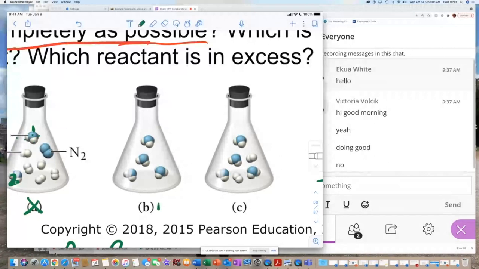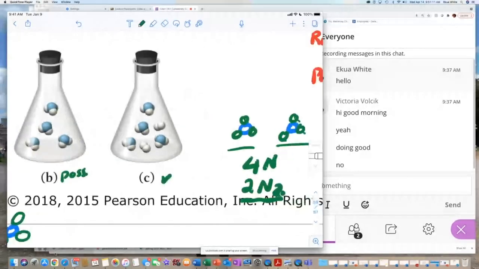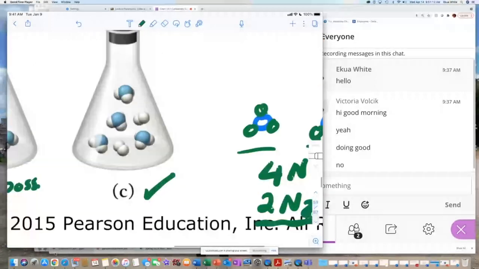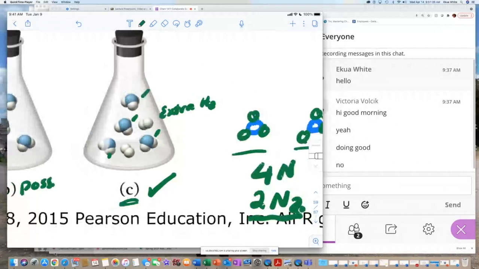So I would say this is a possibility. Move over here. This is much better. It shows me my products, my 4 NH3s right there, and it shows me my extra H2s used. So this shows me the whole picture that's happening.